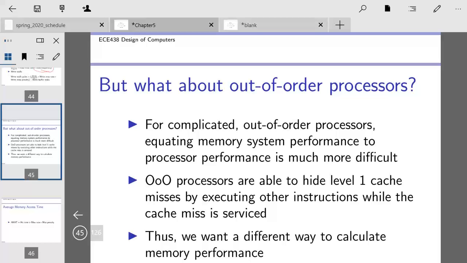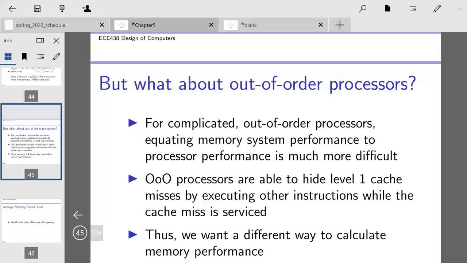Now, what about out of order processors? What's interesting about out of order processors is that one of the main reasons we started running instructions out of order was to try to hide the latency for accessing the level 1. Out of order processors started becoming a thing in really the early 90s.